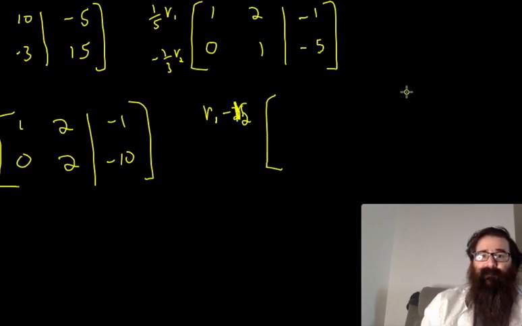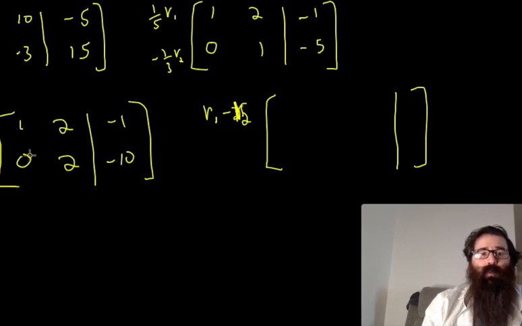And this is a bit of a leisurely row reduction. This is not the fastest way we could do this. We're going to get there. But let's take it nice and easy for this first video. So I get 1 minus 0 is 1. 2 minus 2 gives me that 0 that I wanted. And negative 1 minus negative 10, so that's negative 1 plus 10, gives me 9. And then I can rewrite row 2.